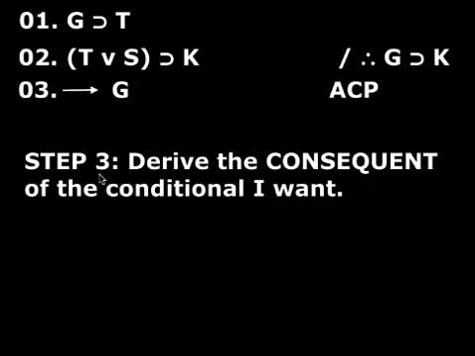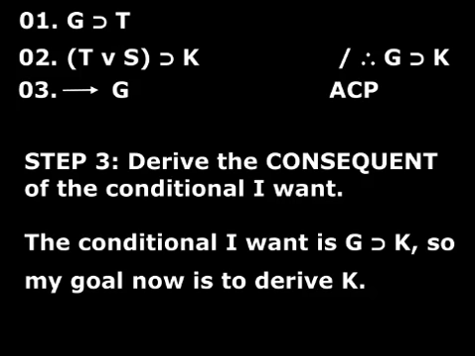My goal now, step 3, is to derive the consequent of the conditional I want. Well, what's the conditional I want? Remember, it's if G then K, the consequent is K. So my goal now is to derive K.